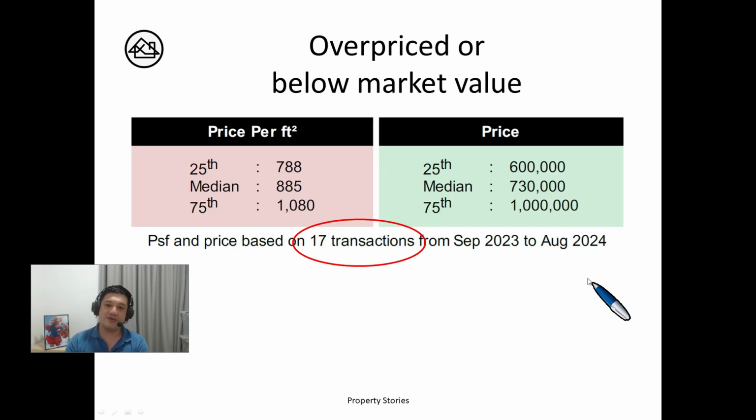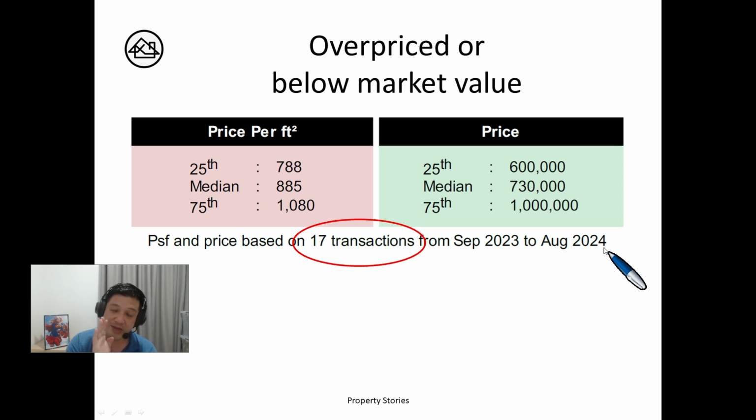Let's look at this table. Overpriced or below market value. This median, actually, you must define a timeline. Not anything can be a median. If you have a 20-year period of transactions, then the median will be different from when you have the latest 1 year. So you need to define the time period. And the data that we get from Bricks is 1 year before. How do you count 1 year? You can see this price per square feet and price based on 17 transactions from September 2023 to August 2024.